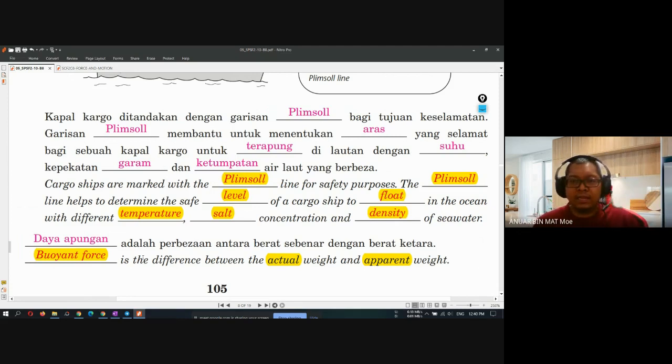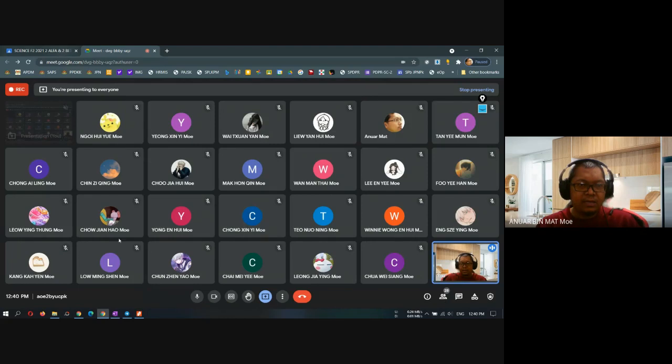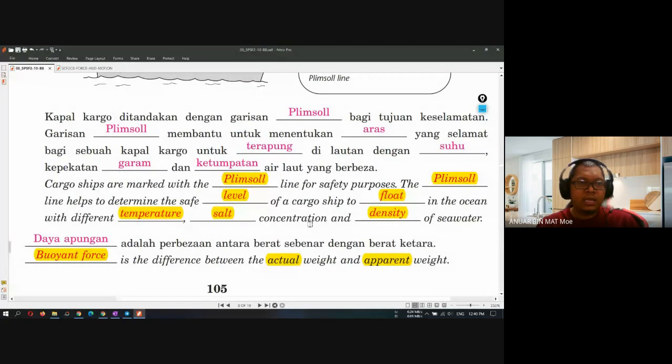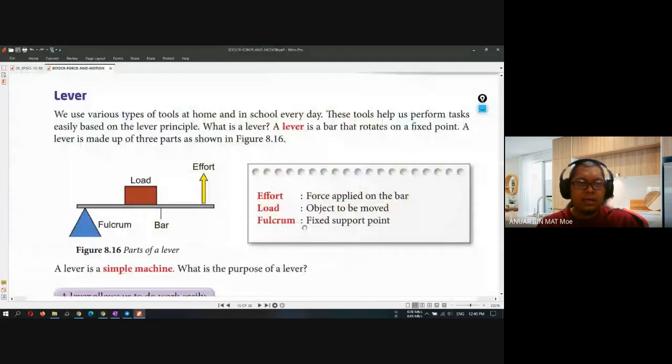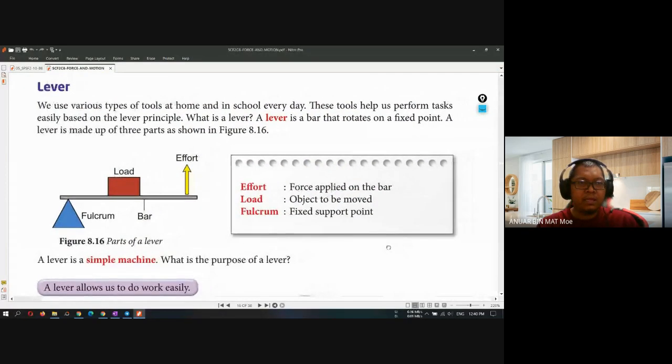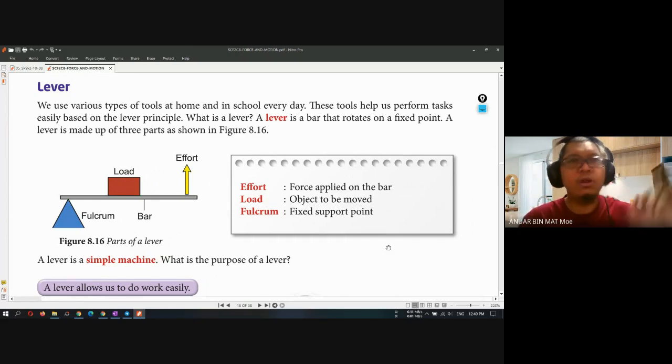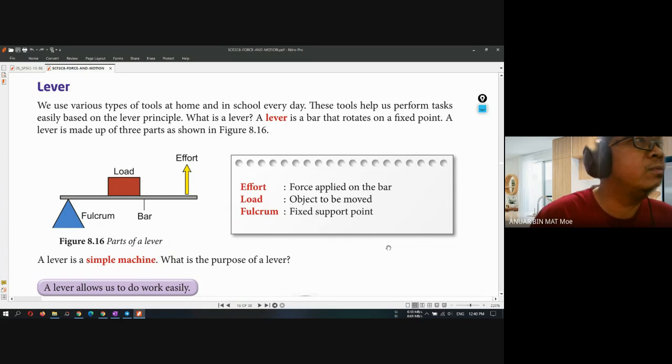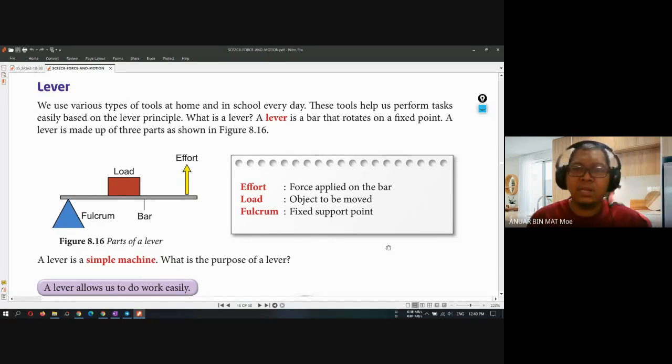Do you want to end the class right now? I think I will end the class right now. We will continue tomorrow. The next topic in chapter 8 is lever. Is it okay, class? Lever, tomorrow. I will start the class tomorrow at maybe 11 in the morning. Is it okay? Okay.